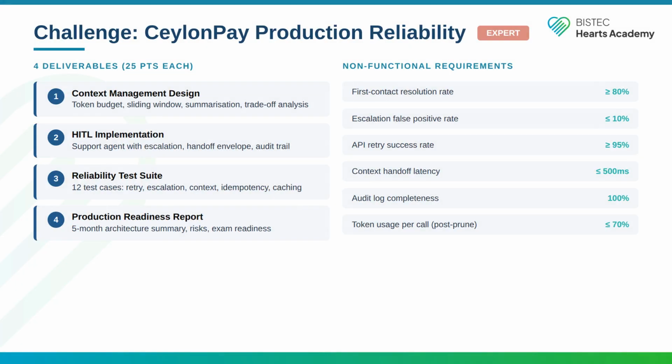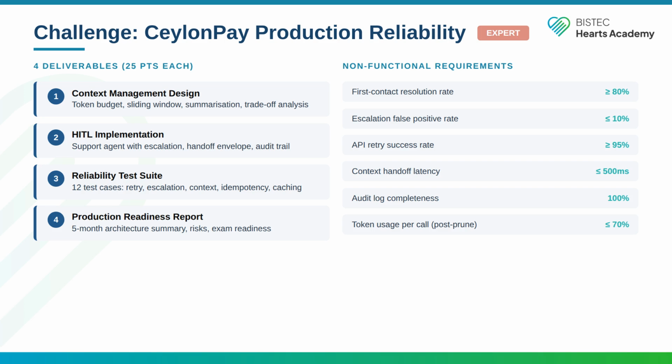The month 5 challenge is the capstone for the entire Claude Architect track. 4 deliverables, each worth 25 points for a total of 100. Deliverable 1 is the context management design document. This is a written analysis covering your token budget allocation, the sliding window and summarization design, including your prompt template, the handoff envelope schema with full JSON, and a trade-off comparison of at least 3 context strategies with quantified data.